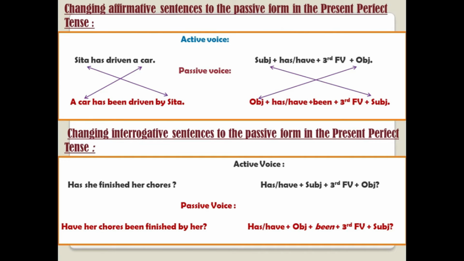Next one, changing interrogative sentences to the passive form in the present perfect tense. Interrogative sentences are sentences having questions, or sentences asking questions. Again, the object and subject interchange. They are the formulas. Study them, look at them carefully, and we'll be doing exercises in the next slide.